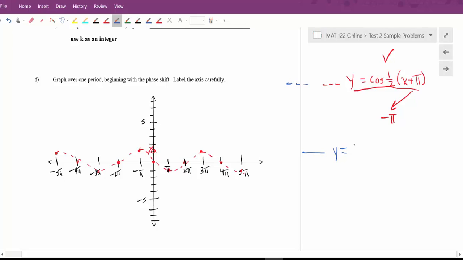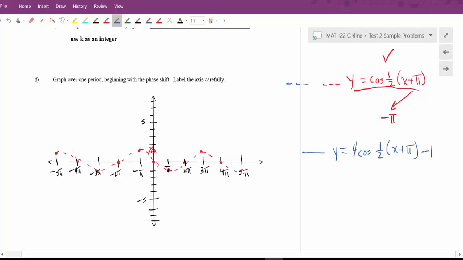So we're going to be looking at 4 cosine 1/2 x plus pi minus 1. Now, if you could handle this all in one step, that's fine. I'm just going to take every point. Let's just start here. You're going to multiply by 4 and subtract 1.